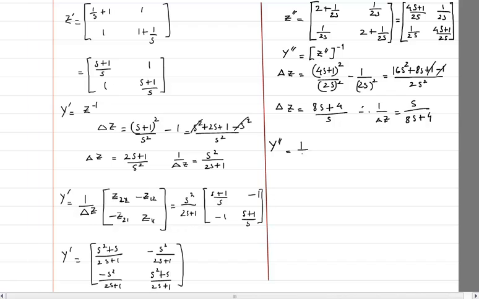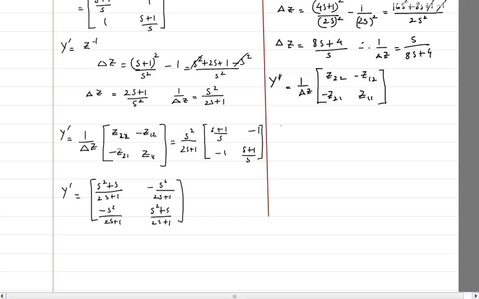Y double dash is going to be 1 by delta z, again the same equation. It is going to be z22, z11, and this side it is going to be minus z12, minus z21, correct? And now if I am going to multiply, I will get s divided by 8s plus 4. Now I am going to multiply.